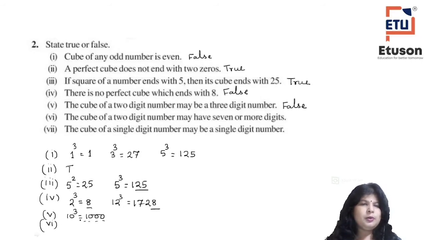So now bit 6. The cube of a 2-digit number may have 7 or more digits. So for this, let us take the greatest two-digit number, that is 99.